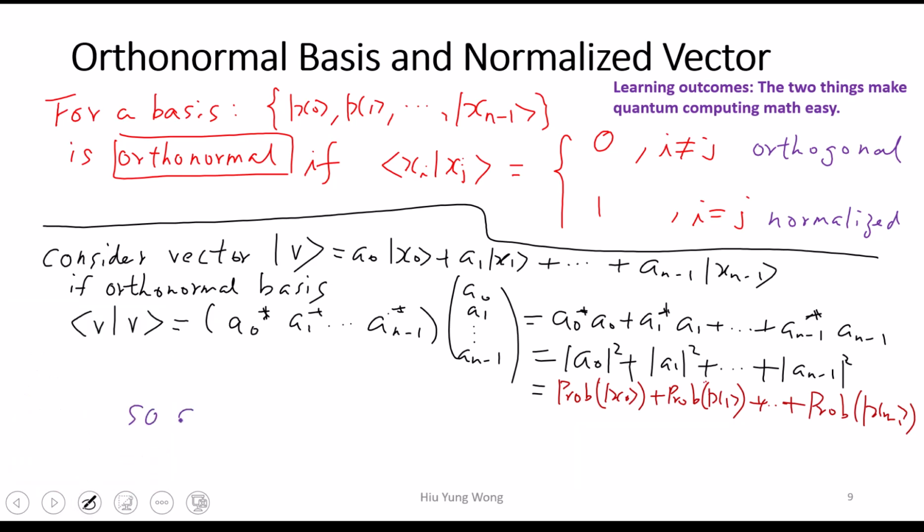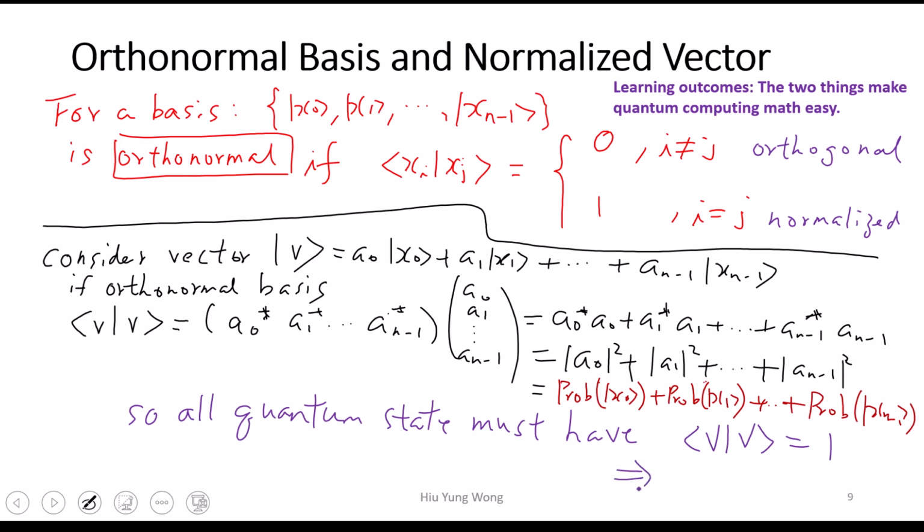So all quantum states must have the length of V equal to 1, which means normalized. Right? You need to be normalized.